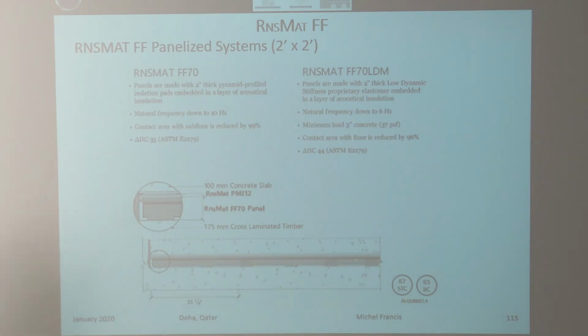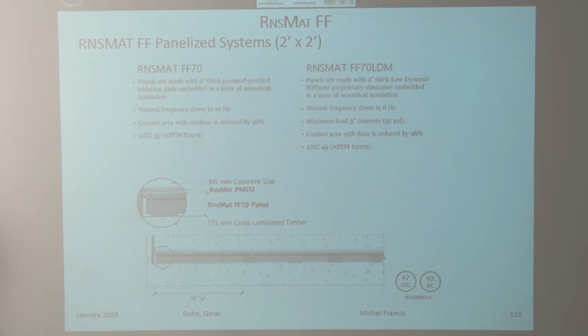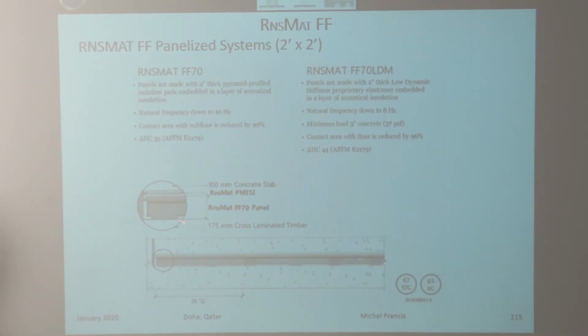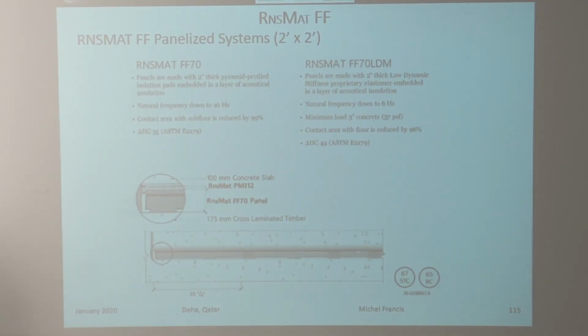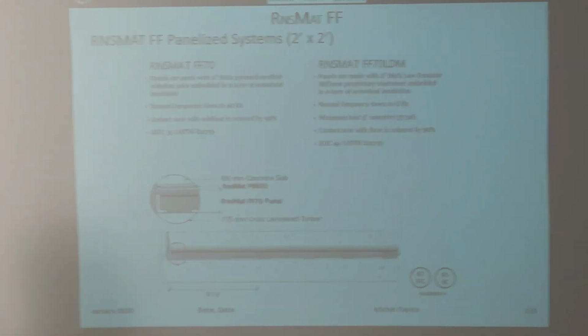Okay, so here is the RNS MAT F70 and F70 LDM. You can see the section here, an example from your catalog. I just want to point you to these figures. There is a delta in front of the IIC, and this delta is giving the increase in IIC that this underlayment is going to achieve. No matter what kind of system, the delta IIC means it's going to improve it by 35. So if your slab is IIC 50, adding your underlayment in principle is going to be 85.